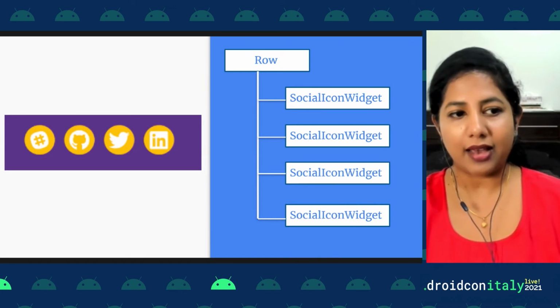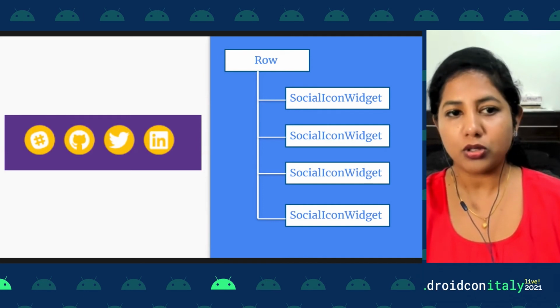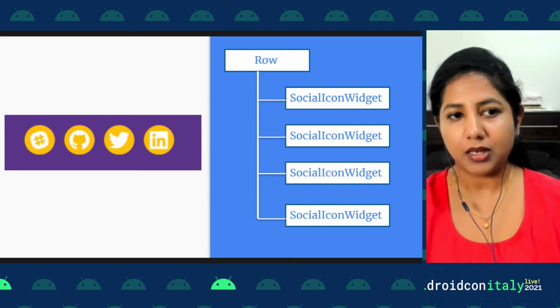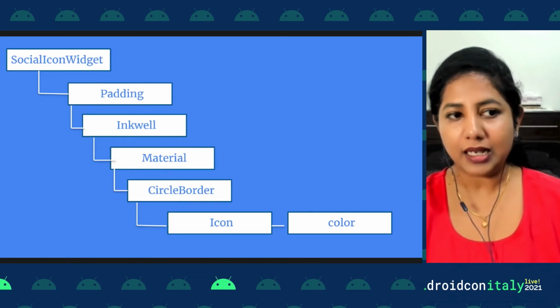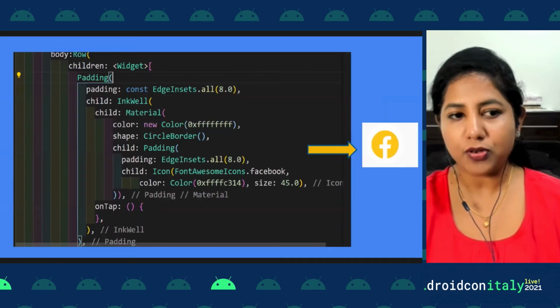So if you look at it, I have elements next to each other in a row. So I would say row, social icon widget. That's the custom widget I'm using. So I need 4 of them. Now let's define this social icon widget. So I have some padding, I have some inkwell, material, circle border, icon, color. I'm good to go.